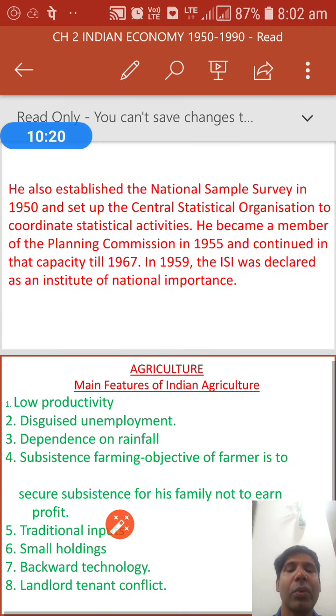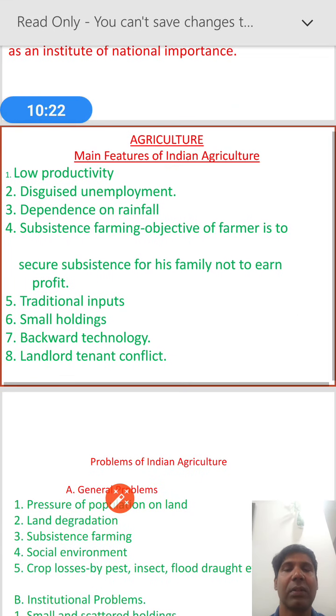Now we are coming to the agriculture sector. Different sectors are there in this chapter. What are the main features of the Indian agriculture sector? We can see that. There are 8 main features of the agriculture sector. I will explain this. First one, low productivity. Second one, disguised unemployment.